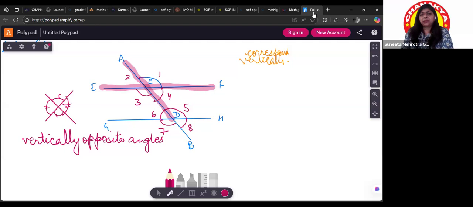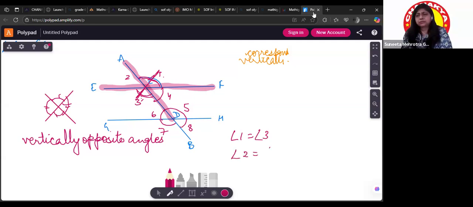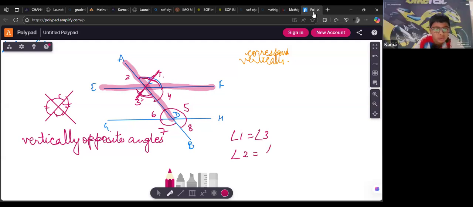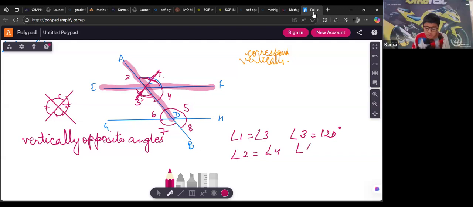Angle 1 is equal to angle 3. Angle 1 and the opposite side of angle 1 is angle 3. Ma'am, so it will be 120 degrees. Angle 2 is angle 4, 60 degrees. So angle 1 is equal to angle 3. Angle 1 is equal to 120 degrees, so angle 3 is also 120 degrees. Angle 2 is 60 degrees, so angle 4 is also 60 degrees.